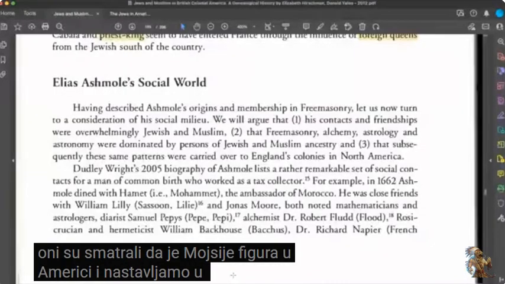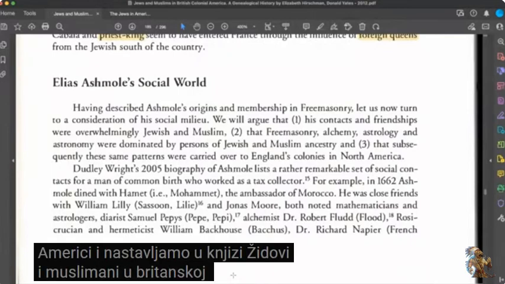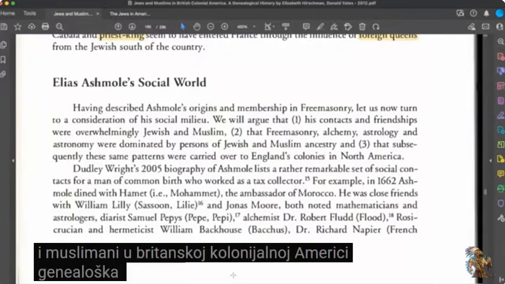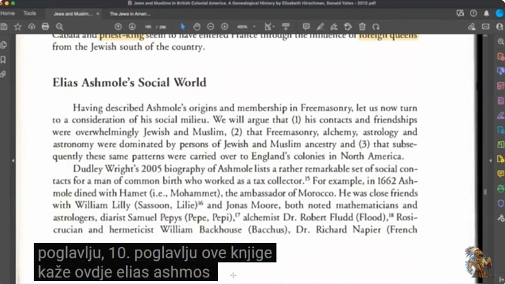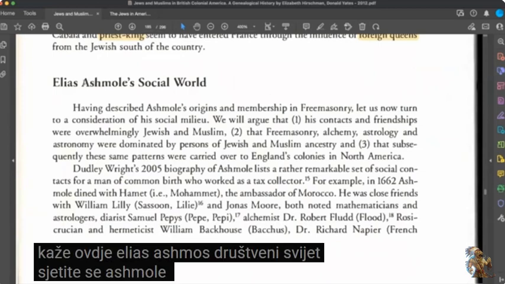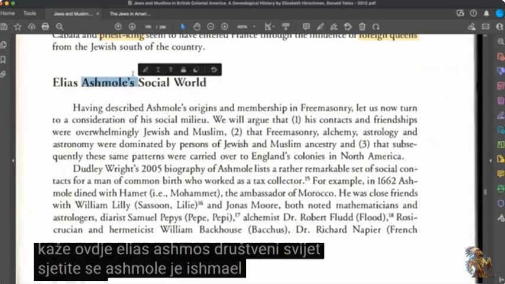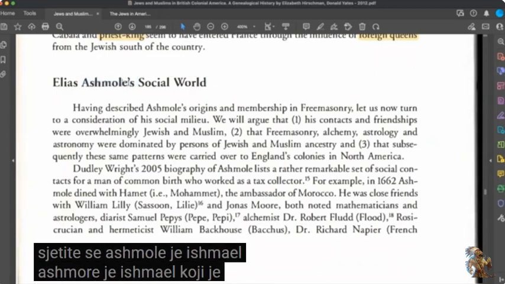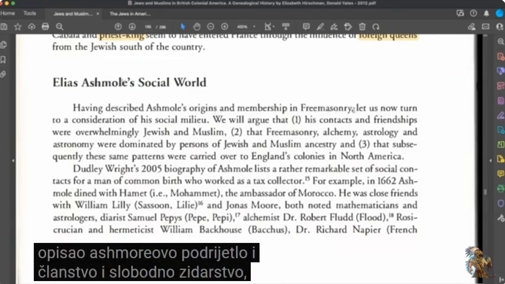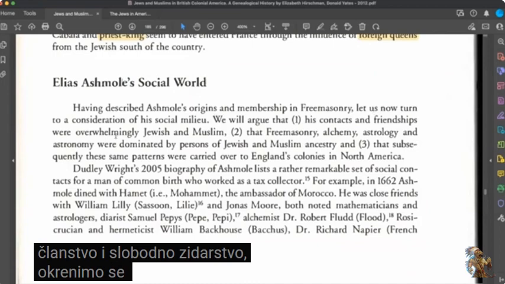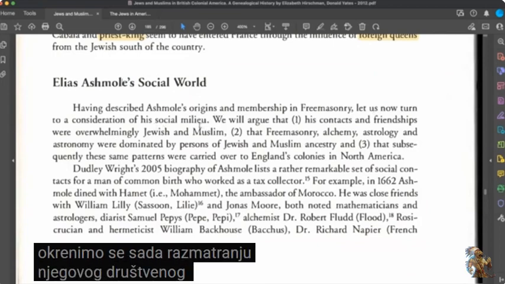And we continue in the book Jews and Muslims in British Colonial America, a genealogical history. We're in the last chapter, chapter 10 of this book. It says here, Elias Ashmole's social world. Remember, Ashmole is Ishmael. Having described Ashmole's origins and membership in Freemasonry, let us now turn to a consideration of his social milieu.